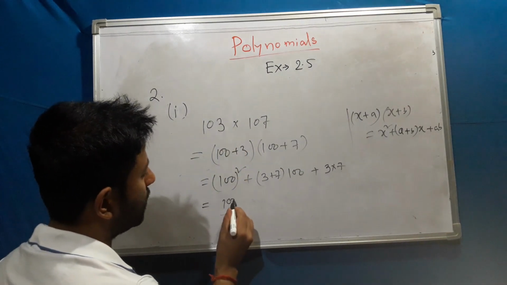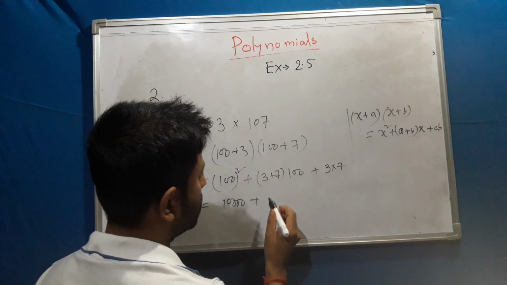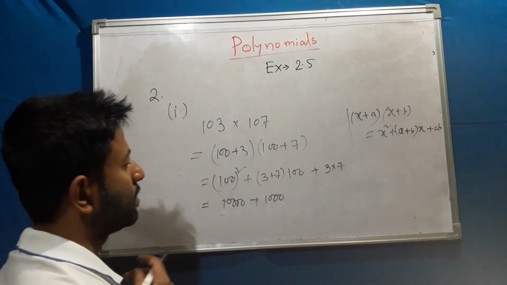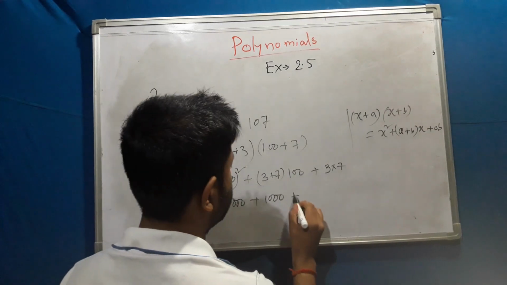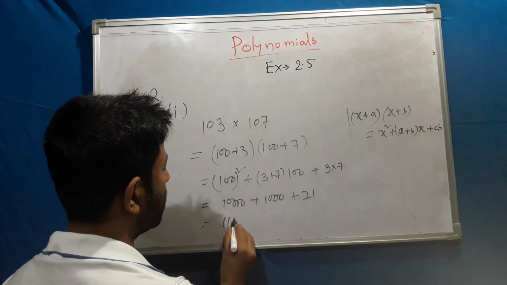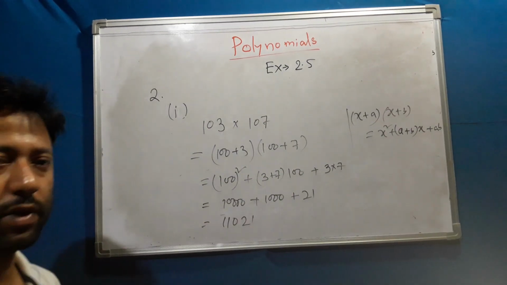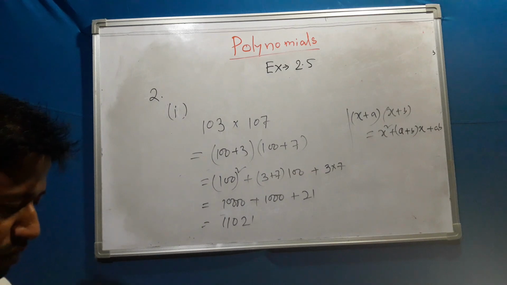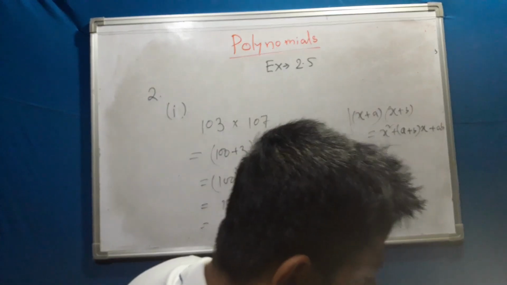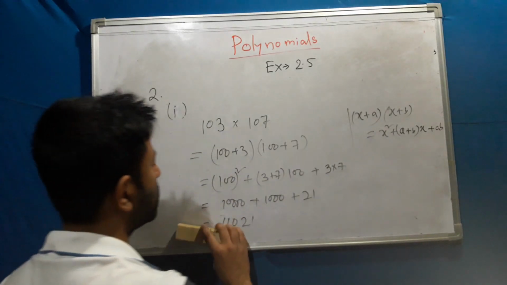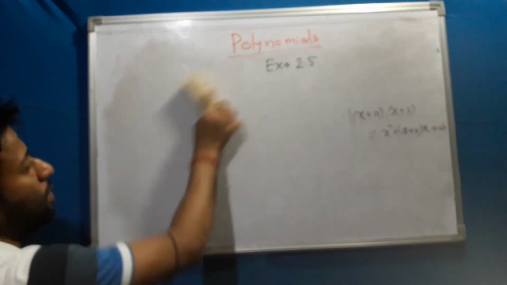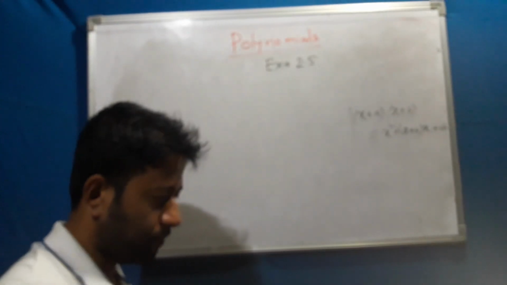So this comes to 10,000 plus 1,000 plus 21. So here 10,000, here 11,000, so 11,021. Okay, so in this way I can do the next problem, 95 and 96. So 95 and 96 I can write as 90 plus 5 and 90 plus 6 in this way. Okay, now let's move on to question number 3.